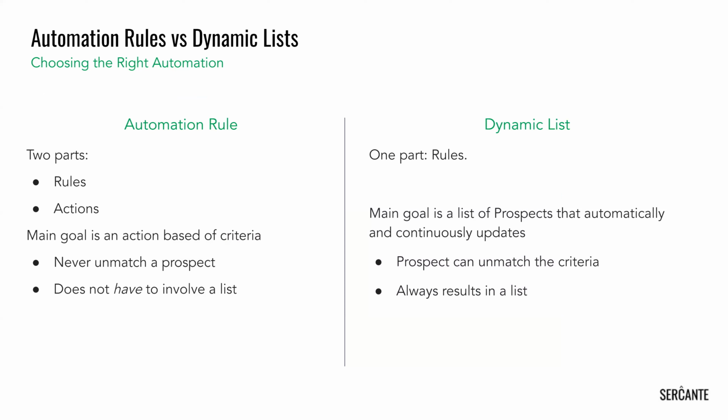A couple of examples specifically about choosing between automation rules and dynamic lists. The two parts of automation rules: we set the rules and we set the actions that take place. The main goal of what you're building is the action that's being taken. Like, if somebody matches this, then we're doing this. It doesn't always have to involve a list, but sometimes it will. With a dynamic list, all we're setting up is the rules, and the goal is getting to that continuously updated list. People can match and unmatch, and you'll always end up with a list of people that meet the criteria that you set.